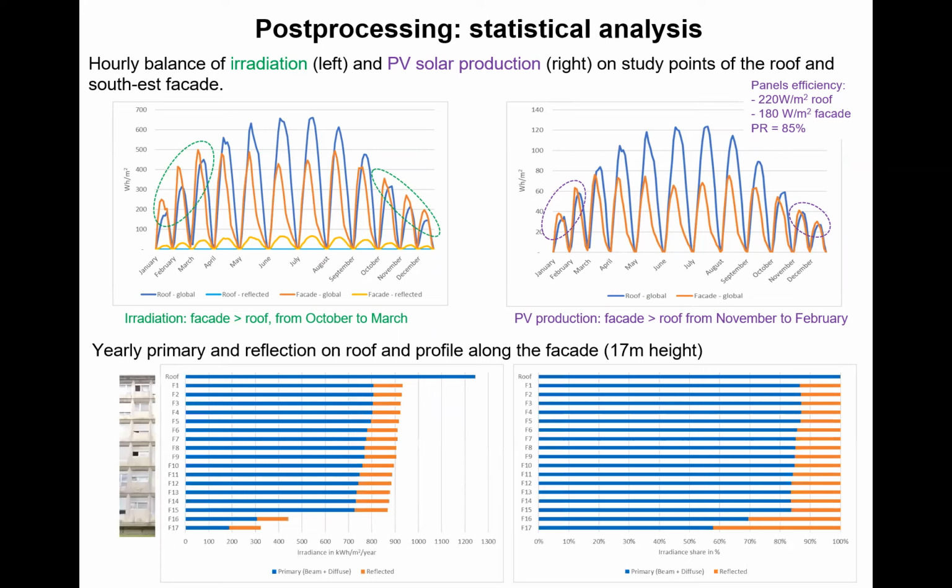And another thing is to see what is the share, what is the contribution of reflection. So in blue, this is the primary irradiance, diffuse plus direct. And here, the reflection. So this is the vertical profile, from the roof down to the ground. And you can see that proportionally, the reflected part increases because there is some reflection from the ground. So we can see that the reflection part on facade is important, between 20 and 40%.